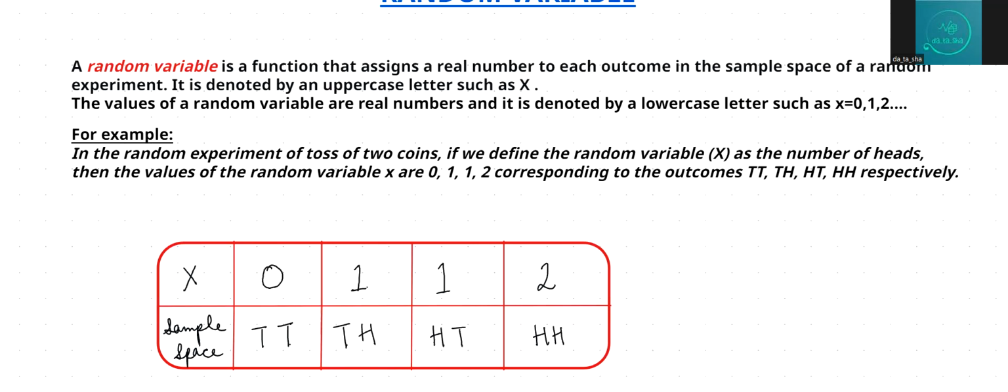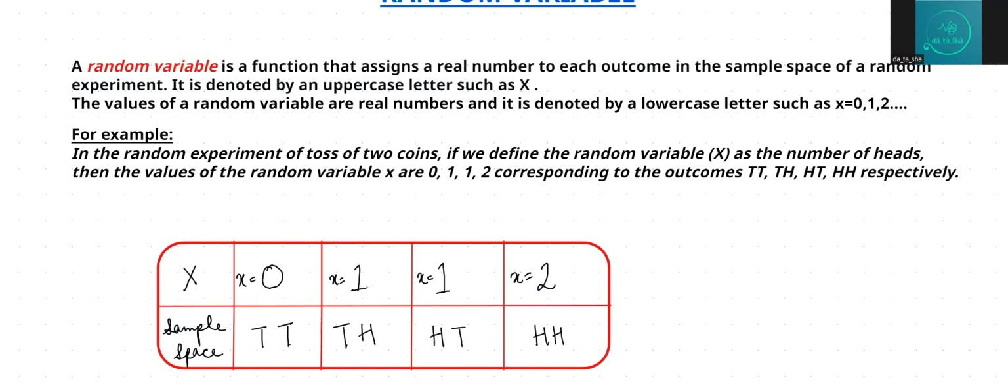So capital X, as you have just seen, takes the values x is equal to 0. So this is basically my small x. x is equal to 1, and x is equal to 2. So in the sample space, I have all the four outcomes, like both tails, both heads, or either a head or a tail. So this basically represents my capital X, and the values of a random variable are denoted by the small x.